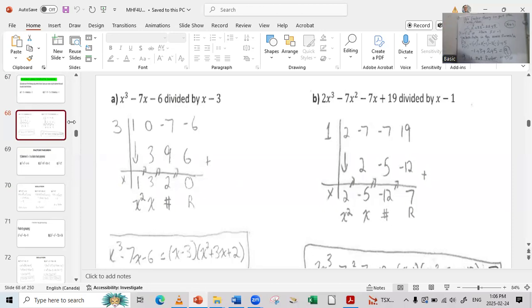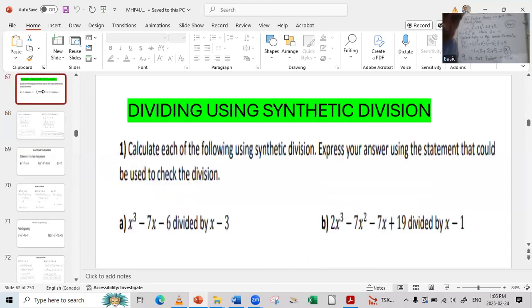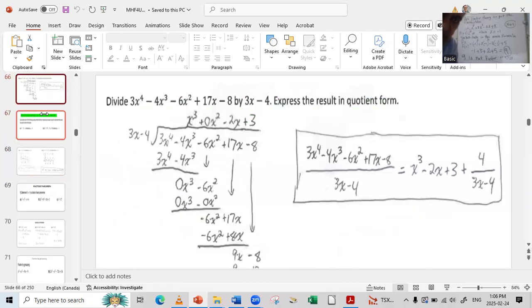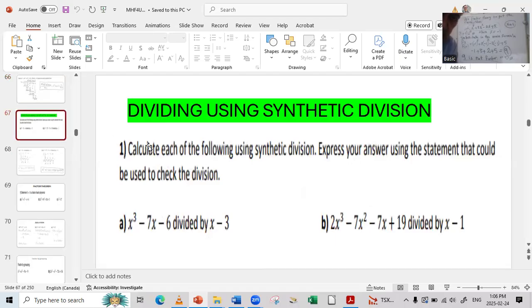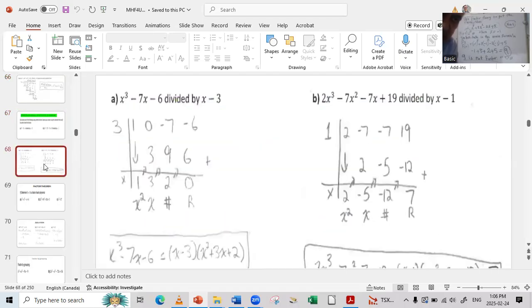Okay, this is an example for the synthetic way. Here is the quotient way. The quotient is like a long division, like what you see here. We'll go now to the synthetic. I just want to see an example here. Here it is. Let me take this example and do it for you with the synthetic way, and see what will remain for us.